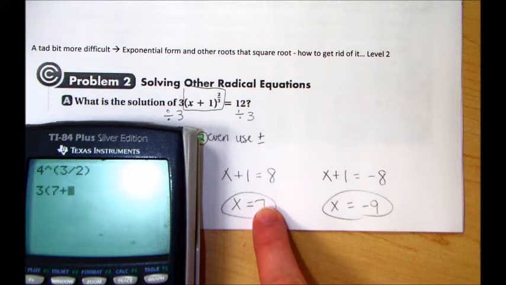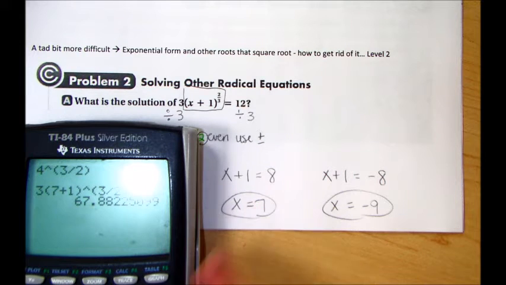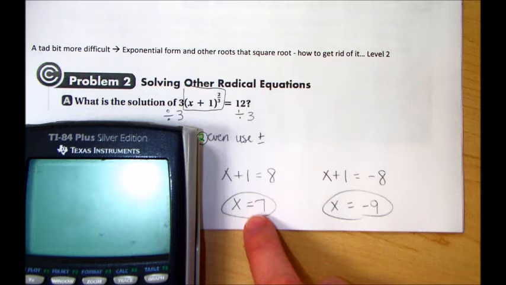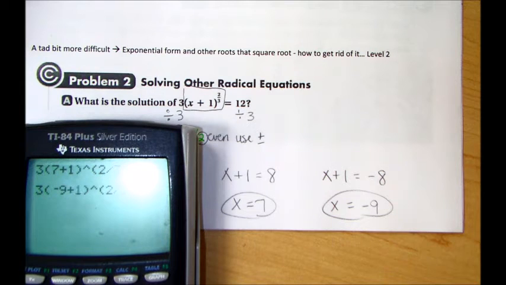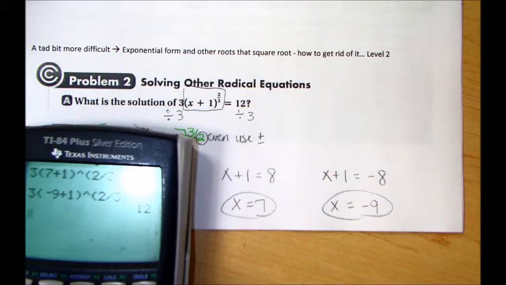So we'll do 7 plus 1 to the 3/2 power. Okay, so let's check it. So we'll do 3 times 7 plus 1 to the old power of 2/3. And we will get 12, so we know 7 is a solution. Very quickly, we will check again. Negative 9 plus 1. And we get 12, so we know that we did it correct.